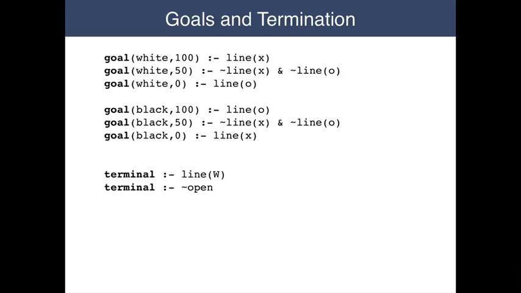All right, here we have the definition of goals. A white player gets 100 points if there's a line of X marks and no line of O marks. If there are no lines of either sort, white gets 50 points. If there's a line of O marks and no line of X marks, then white gets 0 points. The rewards for black are analogous. And finally, there's termination. A game terminates whenever either player has a line of marks of the appropriate type, or if the board is not open, that is, there are no cells containing blanks.